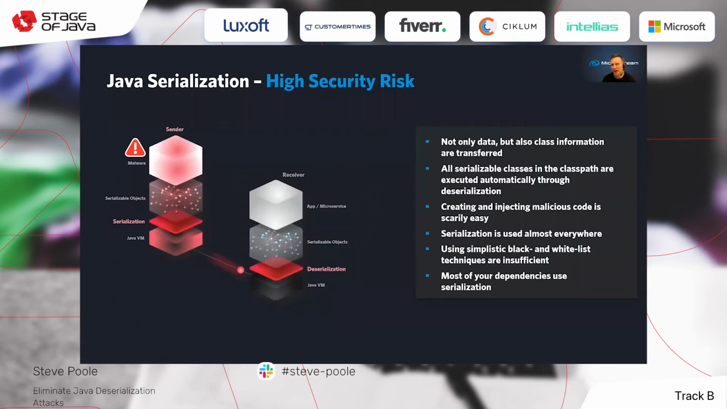You can try to protect your code by using black or white listing techniques, but these techniques are very simplistic and insufficient. And of course you can try to protect your own code, but think of your dependencies. Your dependencies mostly will also use serialization, and protecting your dependencies as well is, in practice, almost impossible.